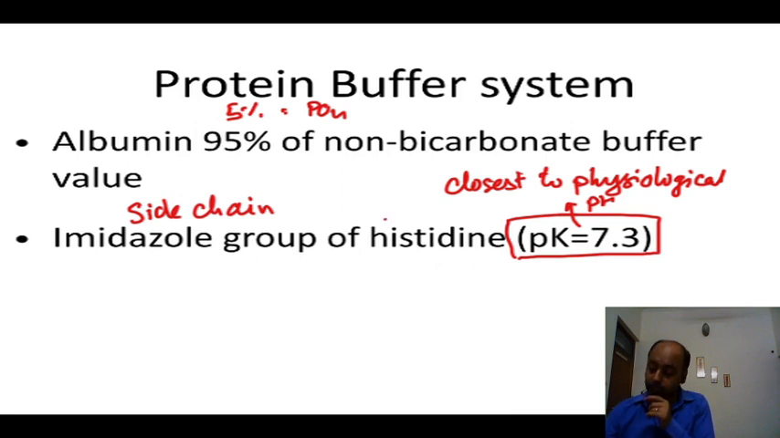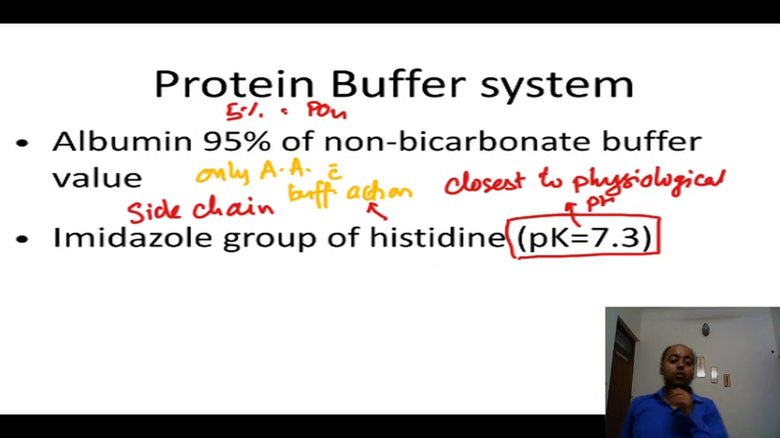Please note, histidine is the only amino acid with buffering action. It is the only amino acid with buffering action because none of the other amino acids have the pKa close to physiological pH. Only histidine is able to provide the buffering action because its side chain has the pK close to the physiological value because of the imidazole side chain.